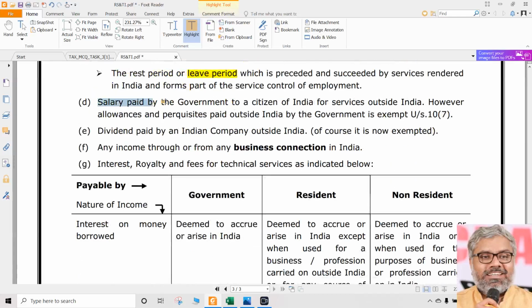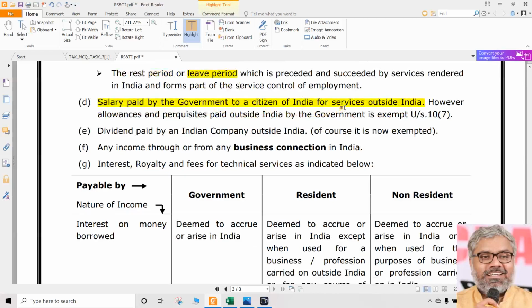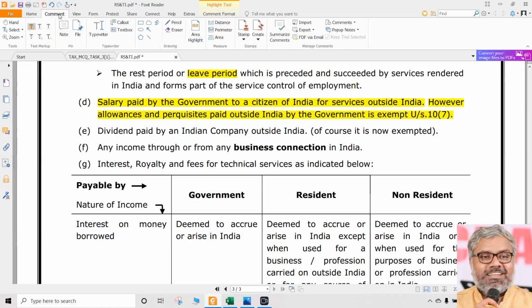And another important point, the salary paid by the government to any citizen of India for services outside India. So that is also taxable because it is deemed to accrue or arise in India. So salary paid by the government to a citizen of India for the services rendered outside India will be taxable in India under section 9. But now there is a question that we have to address. However, the allowances and perquisites payable by the government outside India to the same person who is a citizen of India are exempt under section 10(7). So this section you have to remember.